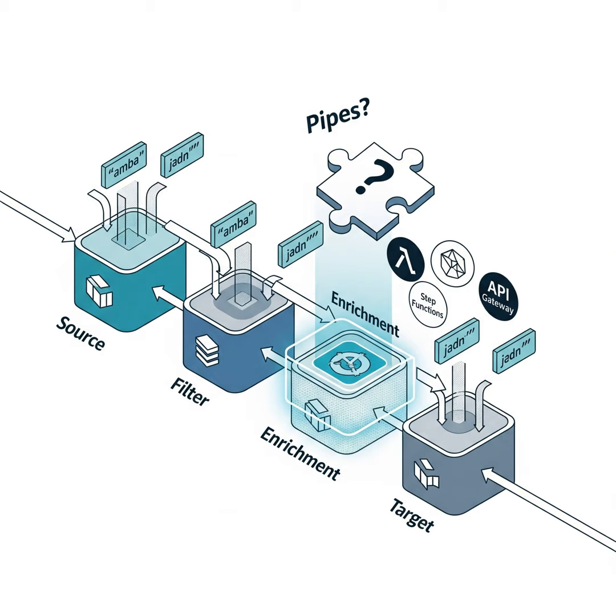So like an order event comes through, but it's missing something? Yeah, exactly. Maybe it just has product ID, and the enrichment step calls another service, fetches the category name or price, and adds it right into the event payload. Making it richer before it hits the target. Exactly. Transforming it into, say, a clean JSON object.